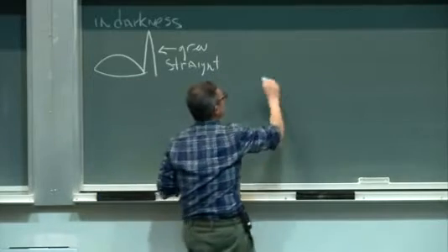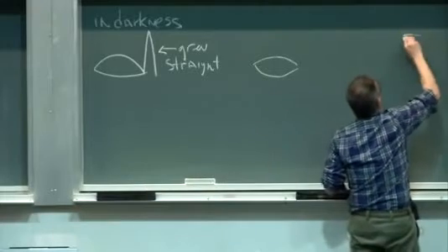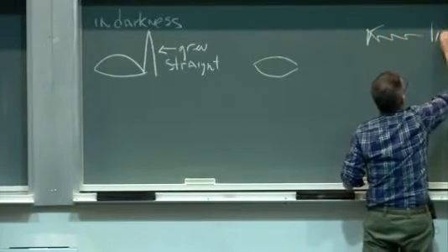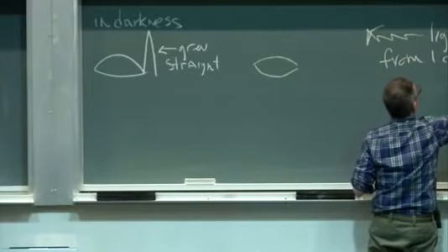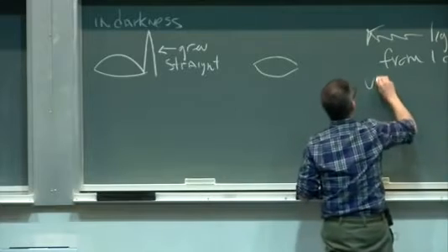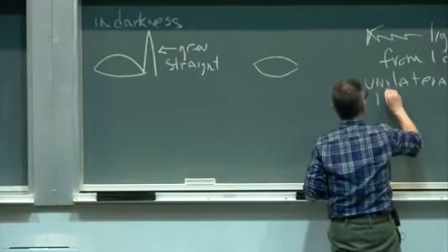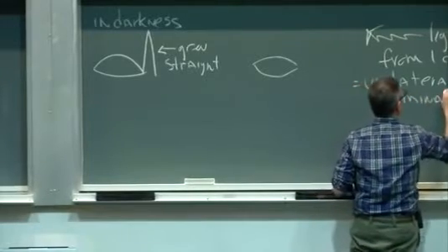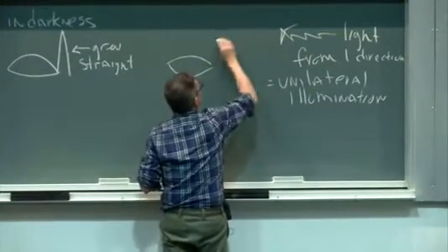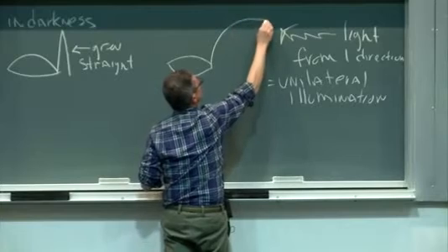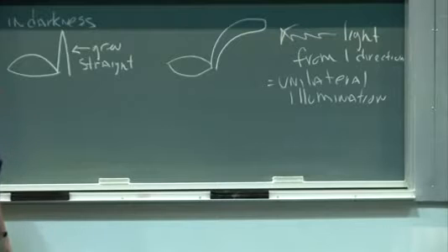Now, if they took the coleoptile seedling and gave it light from one direction, which is known as unilateral illumination, they discovered that the coleoptile grew toward the light. That is, it bent toward the light. This is phototropism.